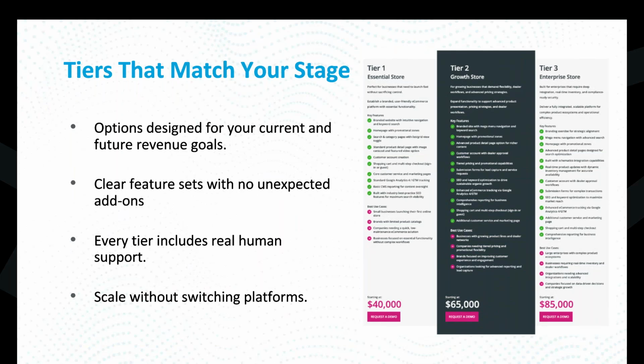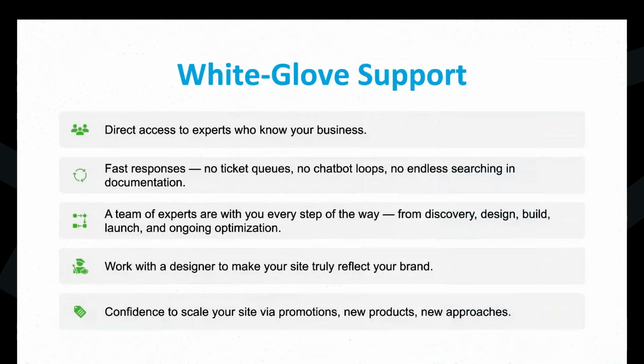Having the right tier is important, but the real difference is the level of partnership you get along the way. That's where our white glove support comes in. Many teams cite slow responses and endless chatbot loops as a drag on their momentum to making sure that their store gets launched and optimized once it's live. We take the opposite approach here at Spindustry with our SpinMarket platform. With SpinMarket, you get white glove support from discovery through design, build, launch, and ongoing optimization.